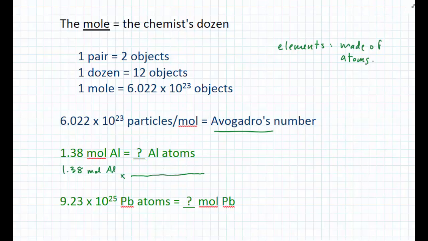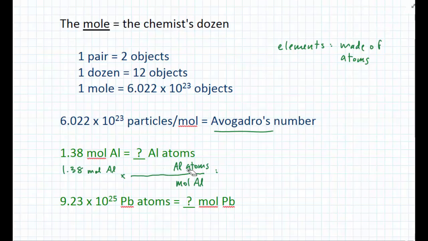So 1.38 moles of aluminum, we'll set up this conversion factor like that. And where should I put Avogadro's number in this fraction here? On the bottom? Read this carefully. Which one of these are the particles here? The aluminum atoms or the moles of aluminum? The atoms are the particles.